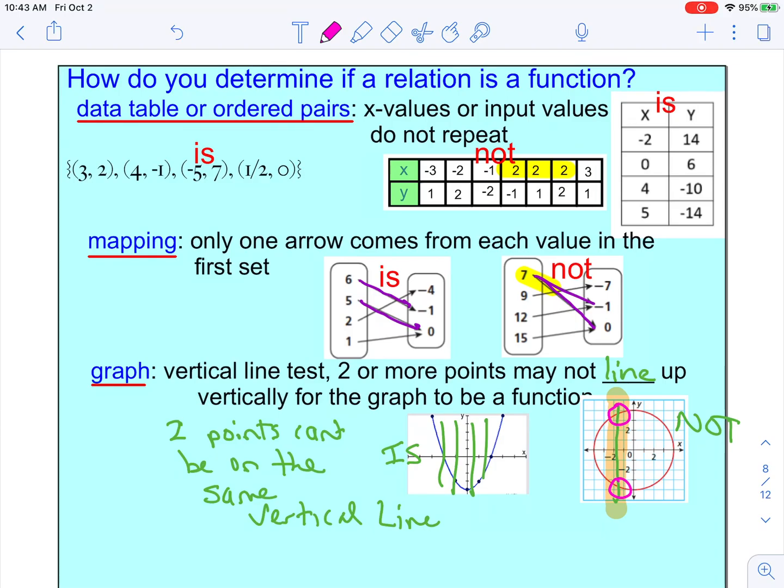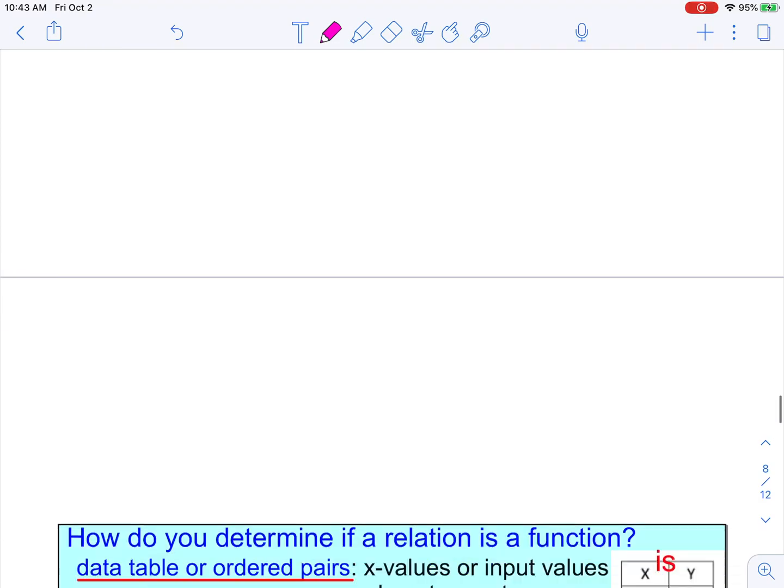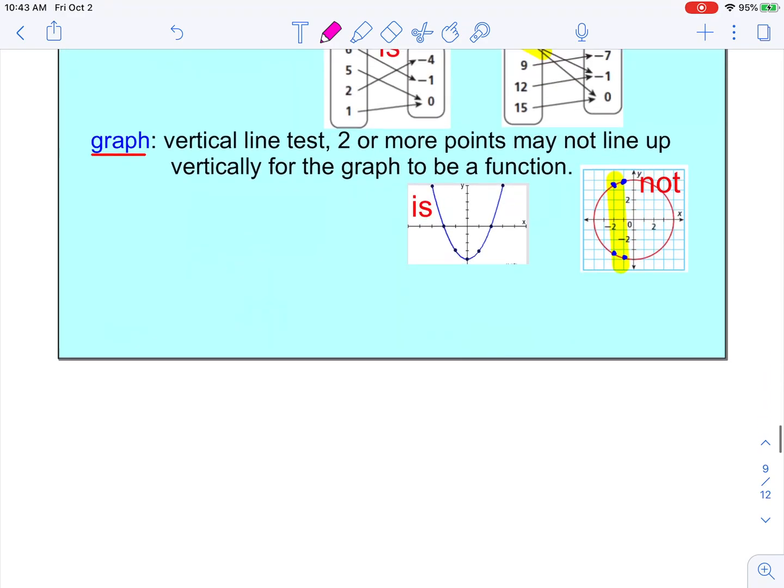All right, so we talked a lot about function versus relation and how to tell whether a relation is a function. A function is a special relation.